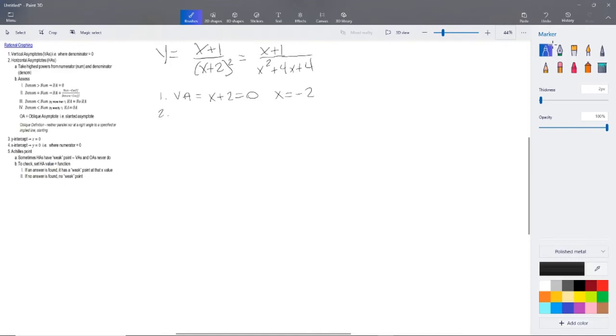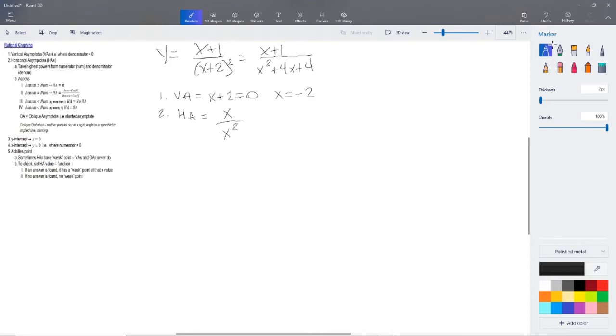Step number 2 is the HA. And for the HA, what we do again is we take the highest powered item from the numerator. In our case, we just have x to the 1. So that's what we're going to have, x to the 1. And the denominator, we do the same. We can look at our expanded form to find that. It looks like we have x squared. If there were any coefficients with these terms, we'd want to take those as well. So if it was like 2x plus 1 in the numerator, we would have 2x down here.